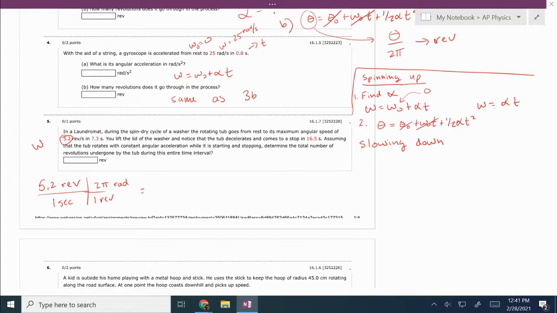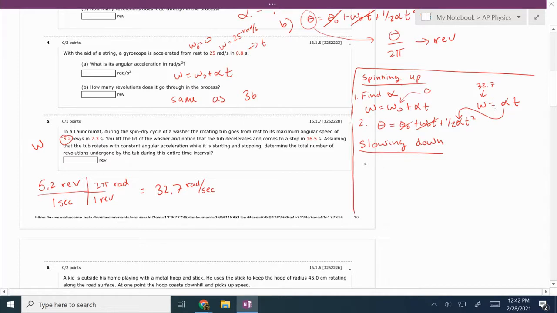Obviously, yours is going to be a different number. Times 2 pi, that's going to be 32.7, and that's going to be radians per second. So the reason that I did that, right, so that obviously would go here, 32.7. So the slowing down part, again, the goal here is to find theta for spinning up, theta for slowing down, and then add them together.